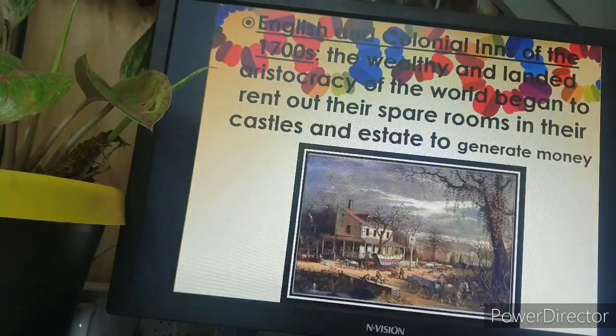Next in line, the English and colonial inns of the 1700s. The aristocrats observed that we have a lot of tourists or travelers.